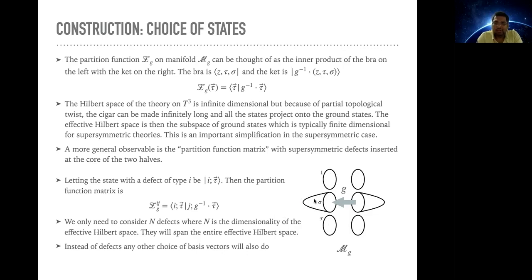Now, as I alluded to, one is doing this partial topological twist here. Before that, let me say that generically the Hilbert space on T3 is going to be infinite dimensional. But because one is doing a partial topological twist, one can stretch the cigar very far and effectively project the state onto the ground states living on T3. And for supersymmetric gauge theories, the spectrum of these ground states is finite dimensional. So effectively, one is only considering a finite dimensional vector space living on T3. So these I and J, you can only take them to be finitely many. You can only consider n types of defects, where n is the effective dimensionality of this Hilbert space living on T3. So here the supersymmetry is used crucially to reduce the infinite dimensional nature of the Hilbert space on T3 to finite dimensions.